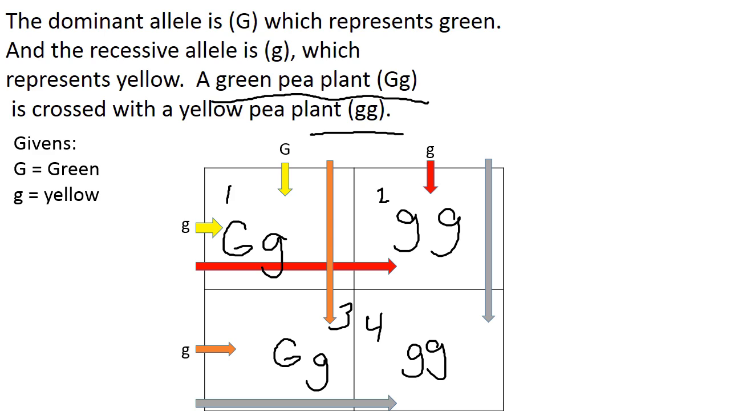So the result is we have 1 and 3 big G, little g, and those represent green pea plant because it has at least one uppercase G letter, which represents green. And then 2 and 4, boxes 2 and 4, have little g, little g, which will represent a yellow pea plant. So it results in 2 offspring possibly being green and 2 offspring possibly being yellow. In the next slide, we will be looking at how to work out the ratios of this cross.